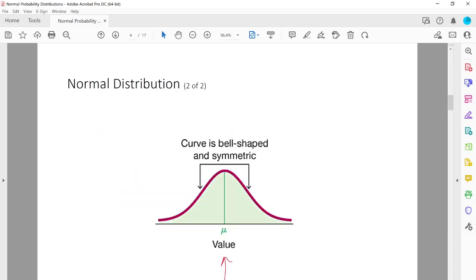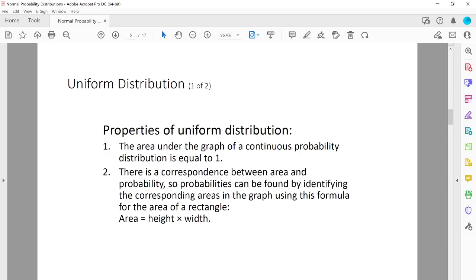Whenever you try to visualize a normal distribution, always think about this bell-shaped curve. This curve actually represents data. The middle of the curve, this point, is actually your mean. And as you can see, this line will divide the curve into two equal pieces. That's why it's called normal distribution. There is another distribution called uniform distribution.